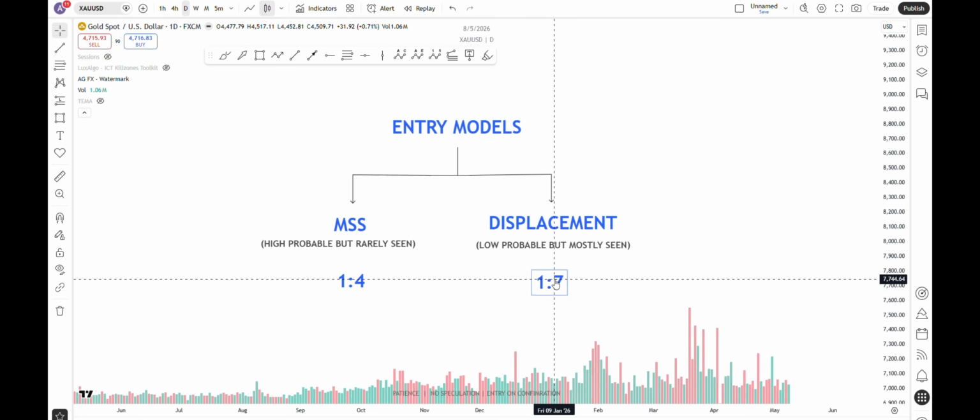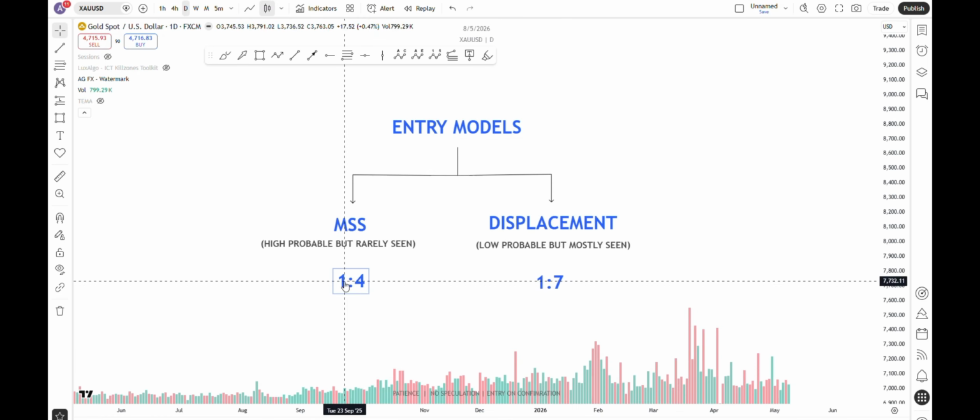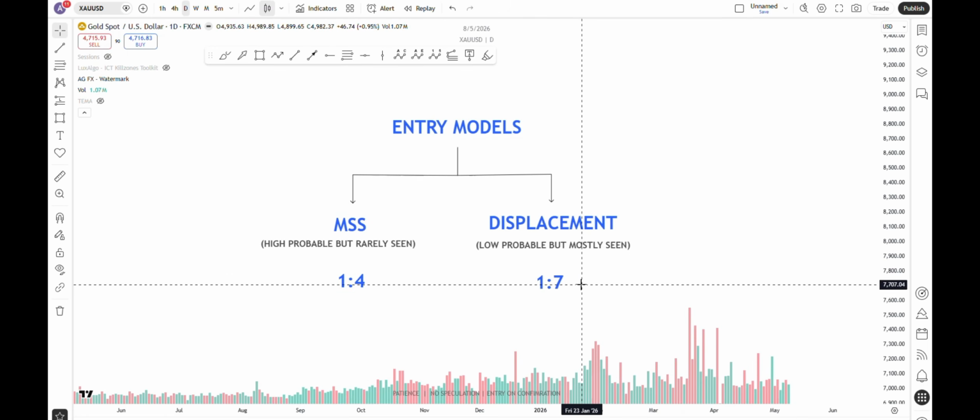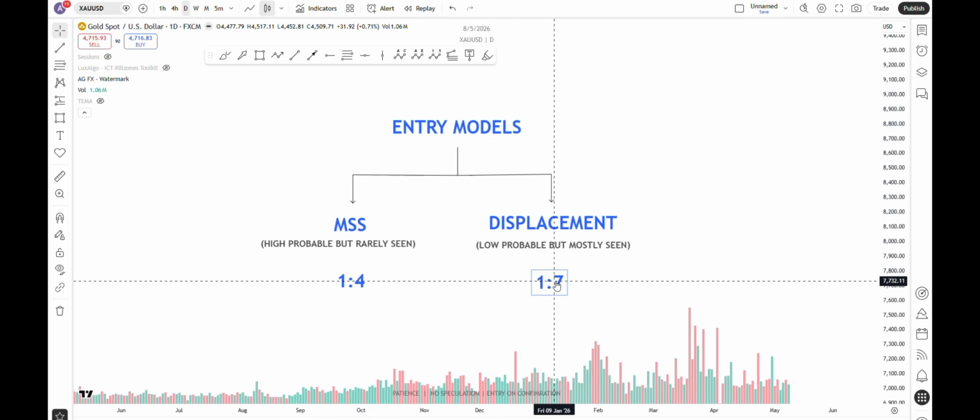Now this is for Bitcoin and also for the Forex pairs, like the currency pairs, the USD pairs. There also you get this kind of risk to reward. For market structure shift, you get around 1:4, and for displacement, you get around 1:5. But for gold displacement, you get 1:7.